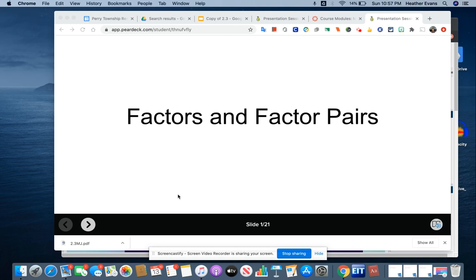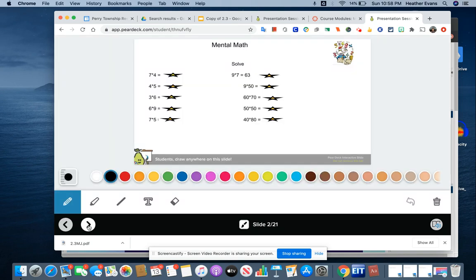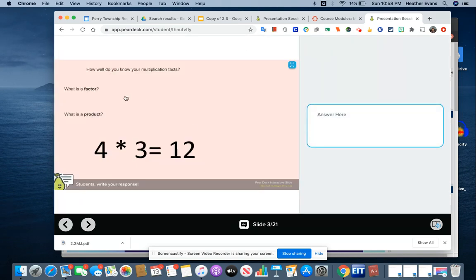All right, guys, so we're going to look at lesson 2.3 today, and our objective is we're going to be looking at what factors and factor pairs are. Okay, and so we're going to go a couple slides ahead here, and we're going to look here. So it says, how well do you know your multiplication facts? So this lesson is all about factors.